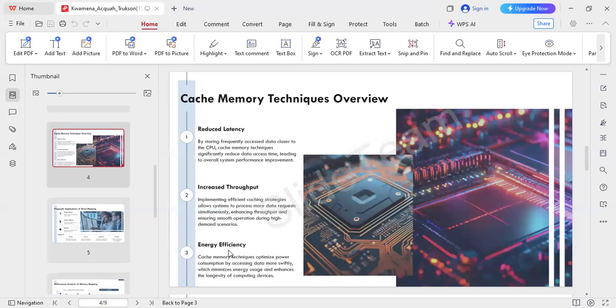And next point, we have energy efficiency. Its main purpose is to reduce power consumption. And how can you do that? The method for doing that is by speeding up access to data in cache, minimizing energy use. And if you do this, your result is going to be lower energy usage, which is going to contribute to longer device lifespan.